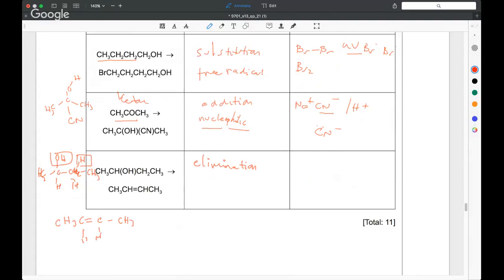And to do that elimination, you can use a concentrated acid. You could use concentrated sulfuric acid. You could use concentrated phosphoric acid. Okay, these are the acids that you can use to do that elimination reaction.